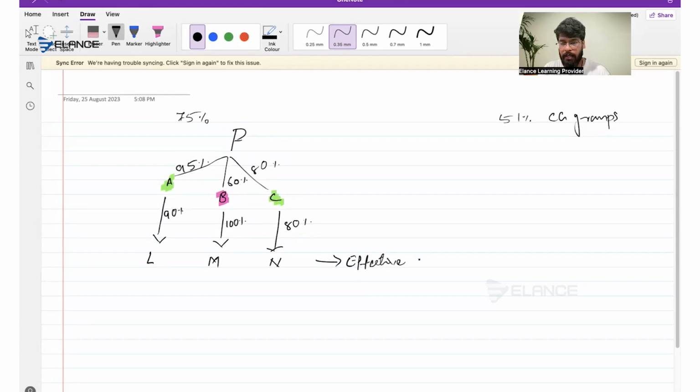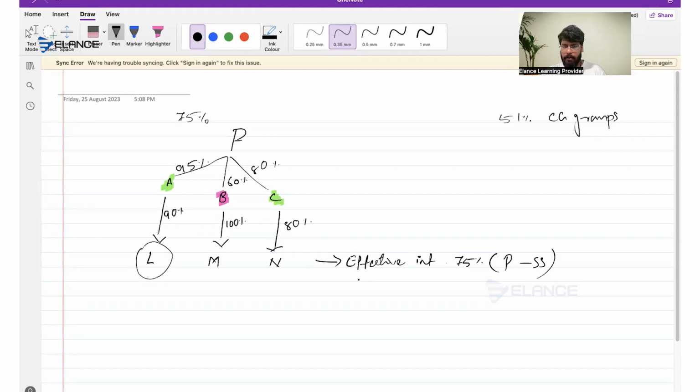Okay, effective interest should have 75%. Effective interest means parent company to subsidiary company. Here we can take an example of L company. The parent of the group doesn't have direct interest in L. Parent has interest in A, and A has interest in L. So we should find out the effective interest, and we can easily find it like this.